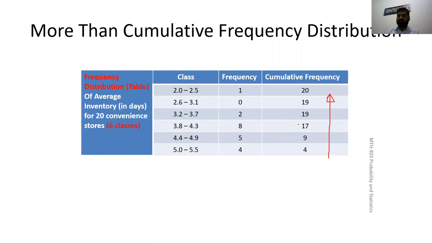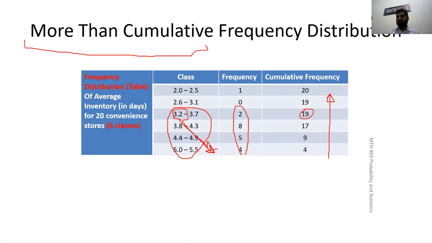Why more than? Because what does this 19 mean? 19 means all of these, we added all of these. From these, all frequencies are added. So it means more than 3.2. What does it mean? That there are 19 observations more than 3.2. That's why we call it more than cumulative frequency distribution. Okay, so that's the difference between less than and more than cumulative distributions.